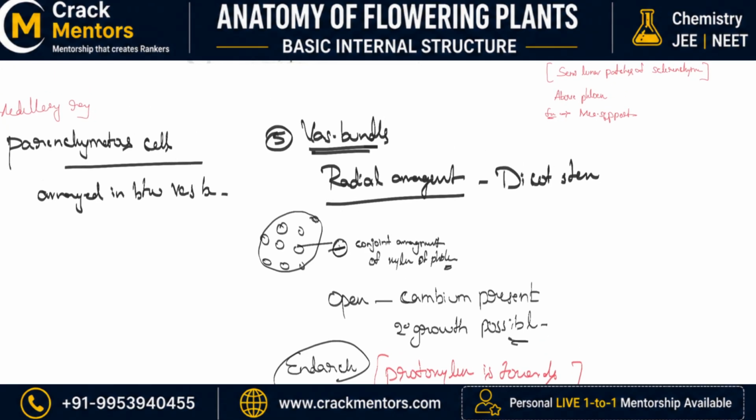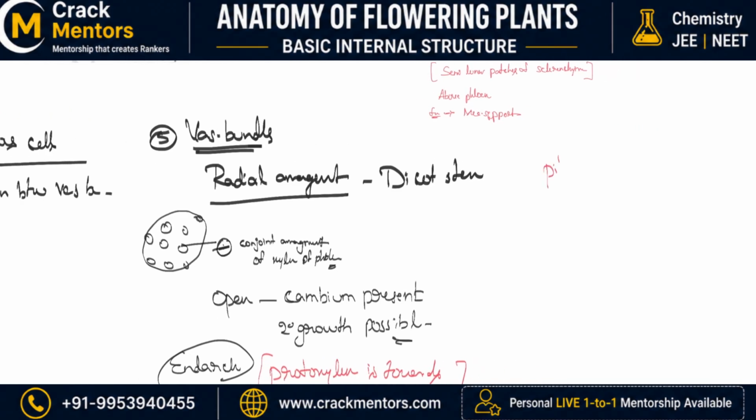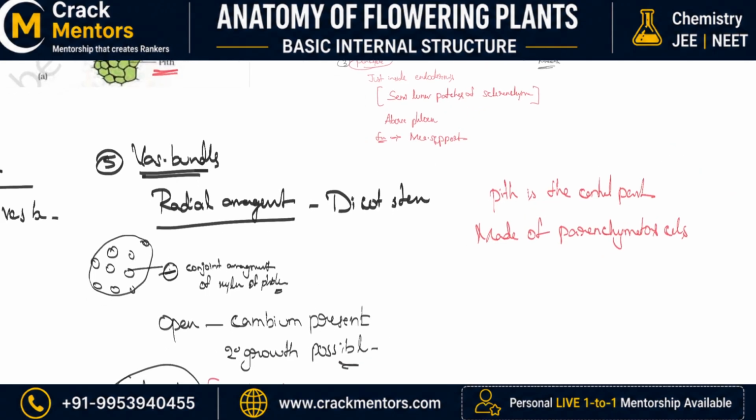So after the vascular bundles, the next part we have is our pith. Pith is the central part of the stem. Inside all those we have the pith. Pith is the central part, and it is made of parenchymatous cells. These cells have large intercellular spaces in between them. The function of pith is to help in storage of food and water.